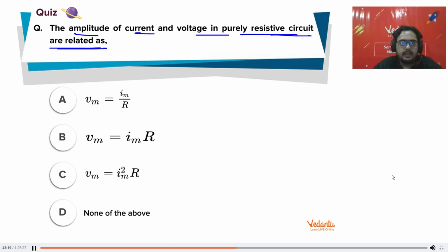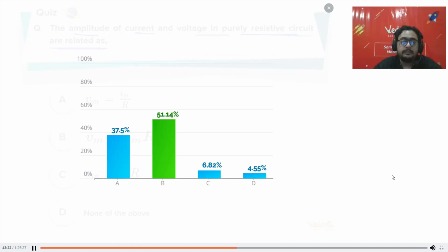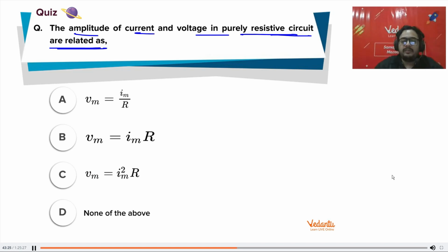Sherdil, Anish, Astha, Nagnathan, and Aditya. Only 51%. Wow, seriously. So Im is Vm by R. Any doubts? I don't think an easier question was possible. Any doubts? Great, Ria. Then option A is incorrect, beta. I is V by R. V is not I by R. Okay.